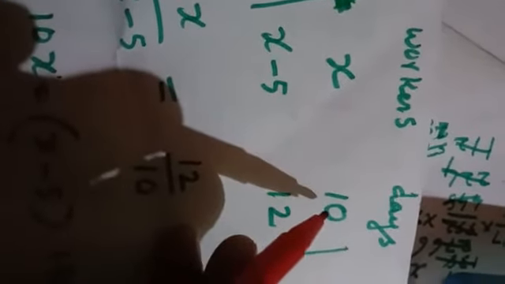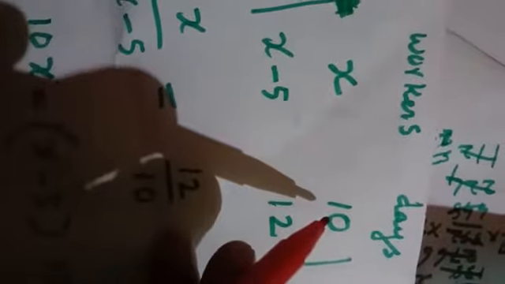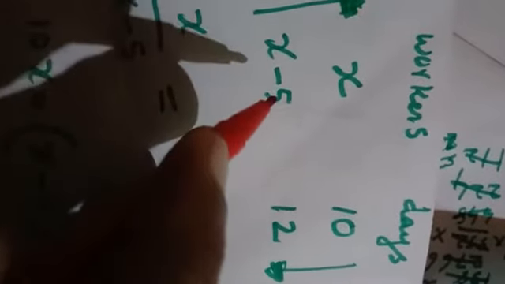Take two columns, workers and days. We don't know the original number, so put it as x. And x workers can complete the work in 10 days. Then 5 of them were absent. So what is the remaining workers? x minus 5, total x are there. 5 of them were absent means from x we subtract 5.